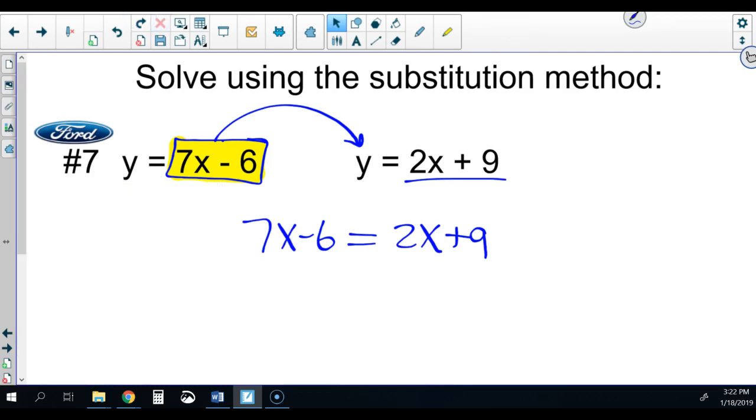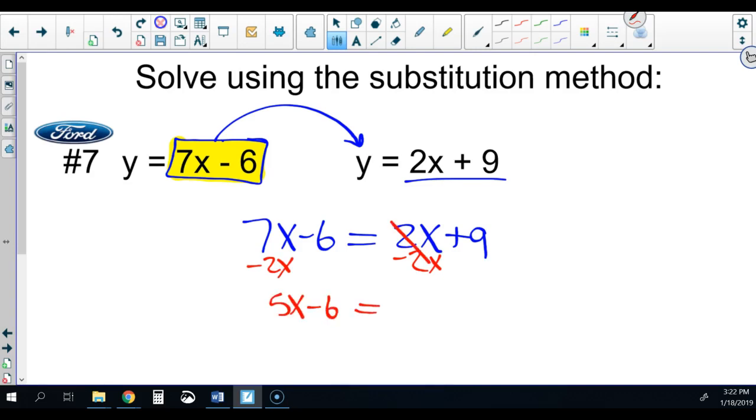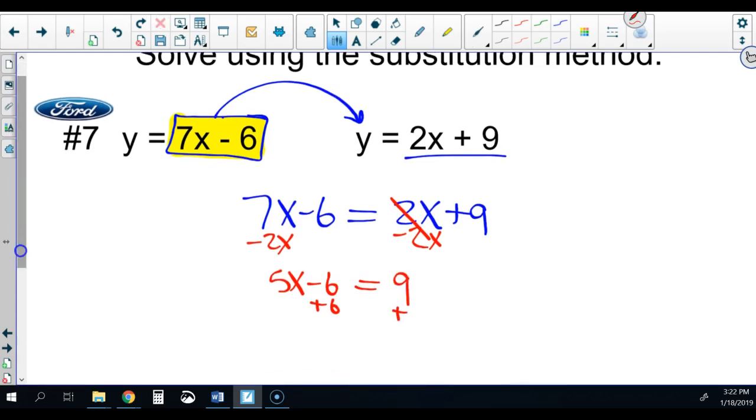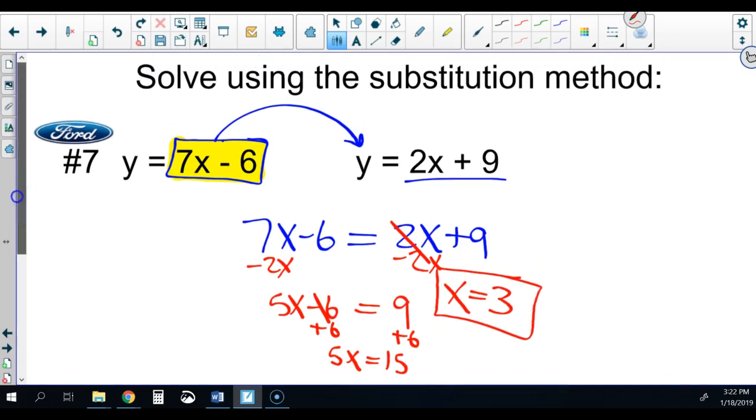I have an x on both sides, so I want to get rid of the smaller x, which in this case is 2x, and cancel it out. So 5x minus 6 equals 9. Add 6 to both sides, 5x equals 15, so x equals 3. The first half of our answer.